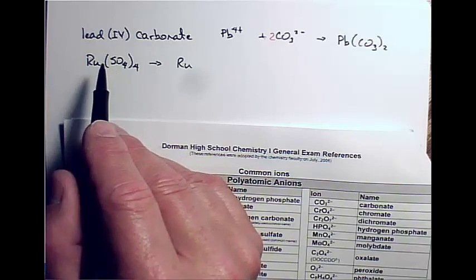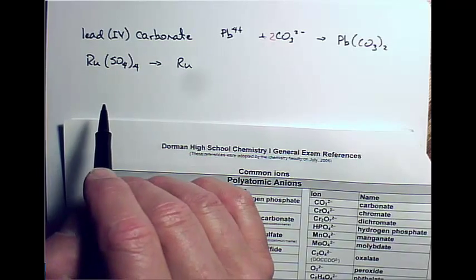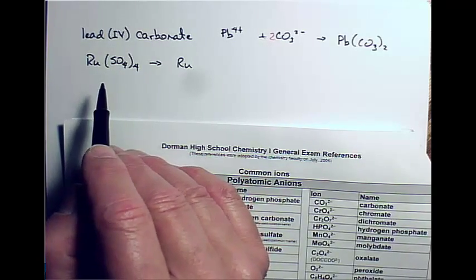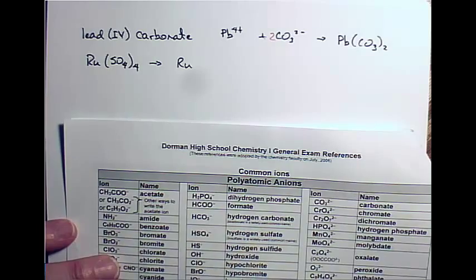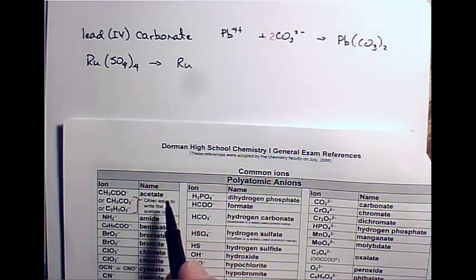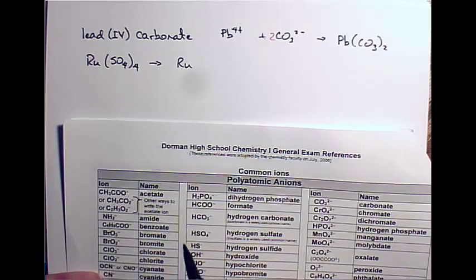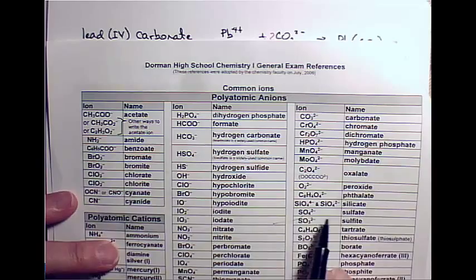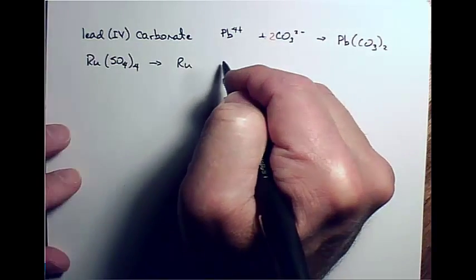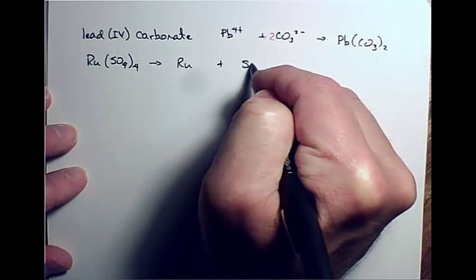Anytime you have more than 2 elements, you need to start looking on the common ions list for a polyatomic ion. It may or may not be there, but that's what you're going to look for. You have to think to yourself, oh, more than 2 elements. Ding, ding, ding. I need to look on the common ions list, okay? That is sulfate. Sulfate's located right here, and it has a 2 negative charge.